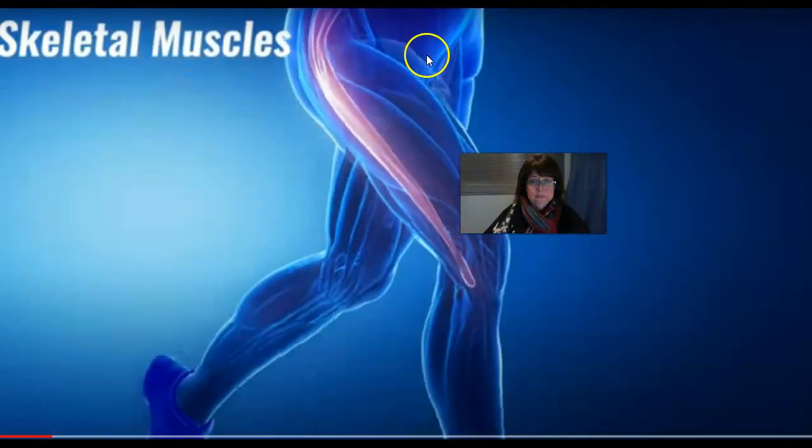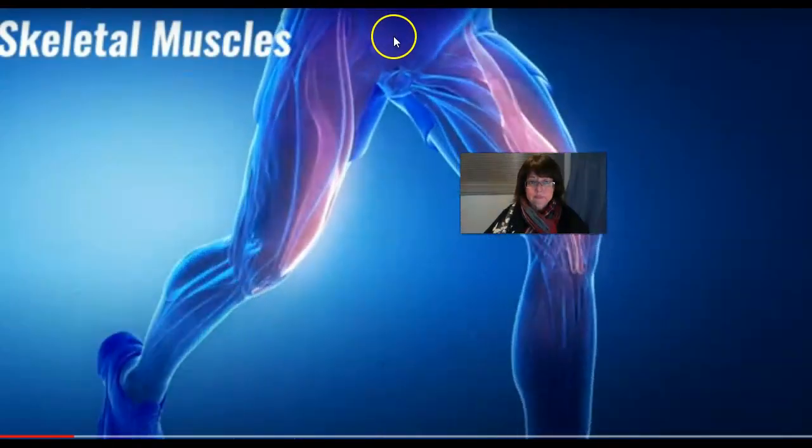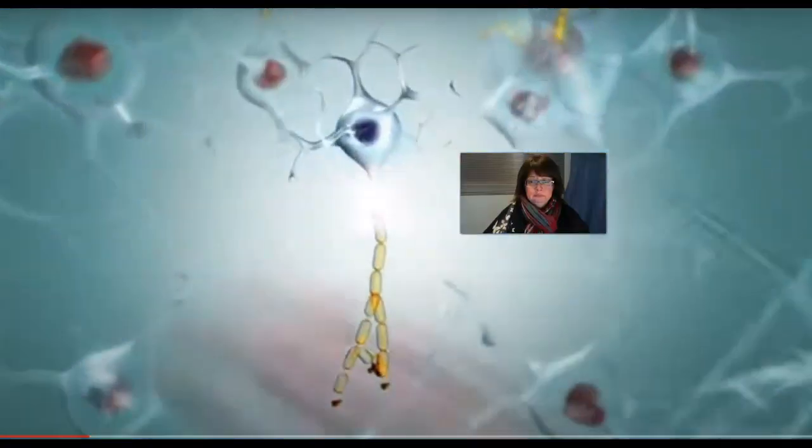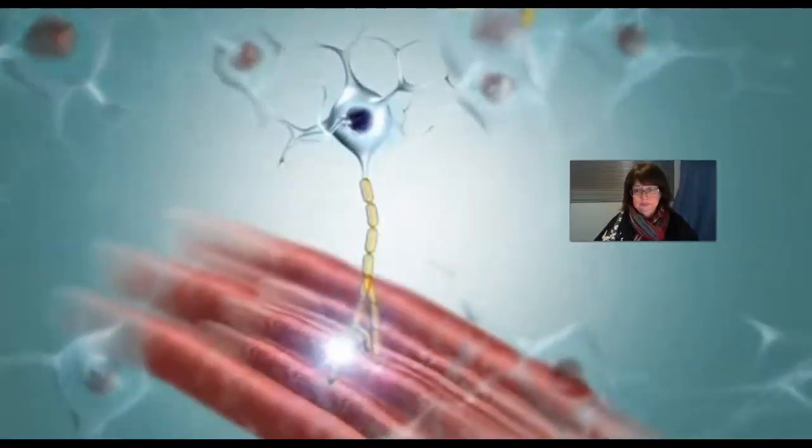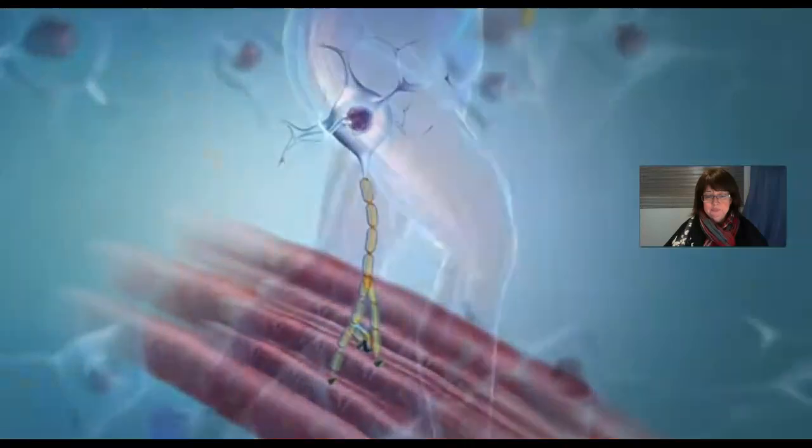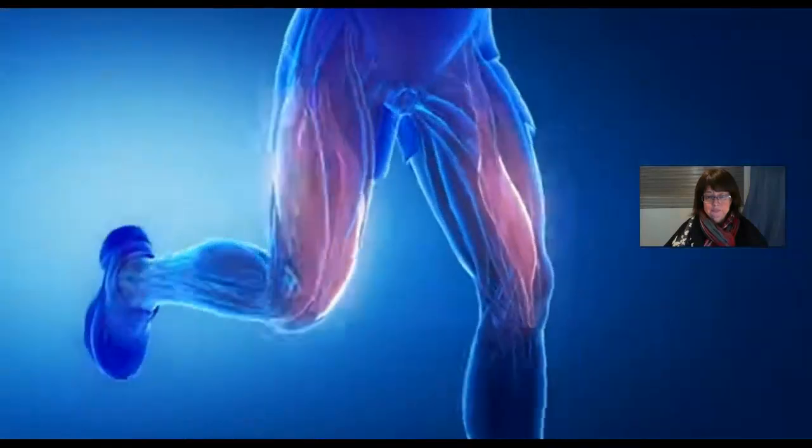Skeletal muscles are voluntary muscles. This means you are in control and choose when to contract them. Nerve impulses from the brain trigger the muscles to contract. They attach to bones via tendons and enable movement.